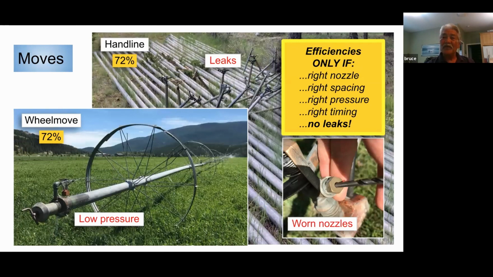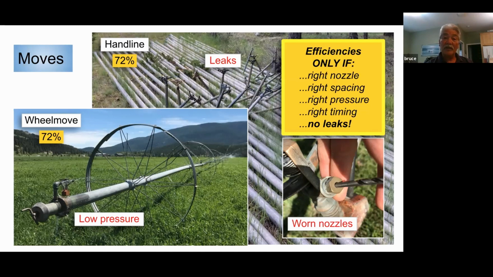It's very important to note that everything that we're assuming with the efficiencies is based on an ideal world. The ideal world meaning that the nozzles that you have on the system are uniform in their sizing along the line as much as possible. The nozzles should be new.